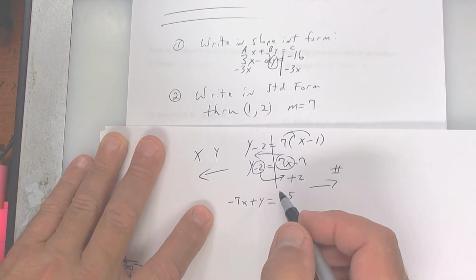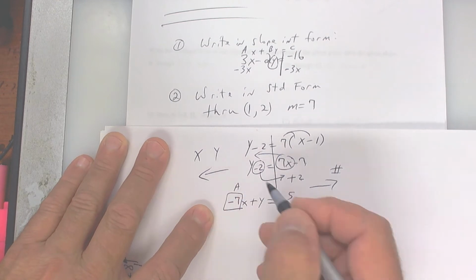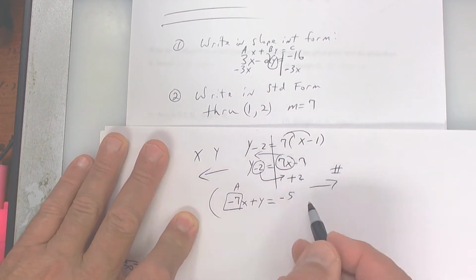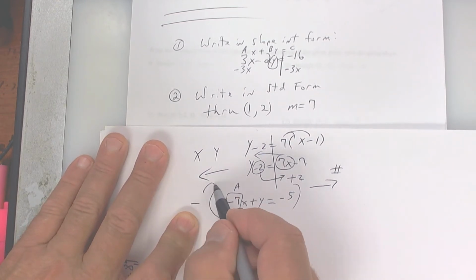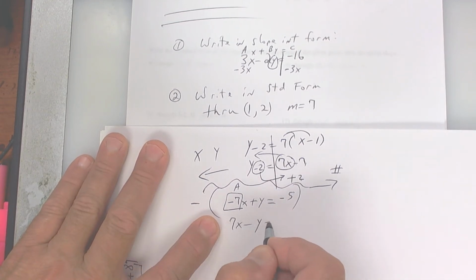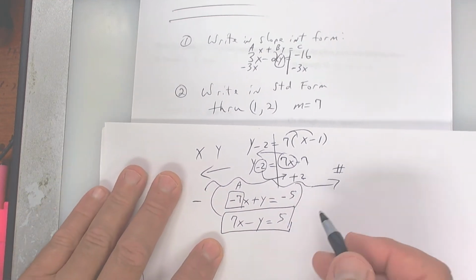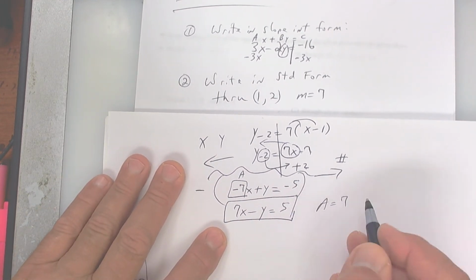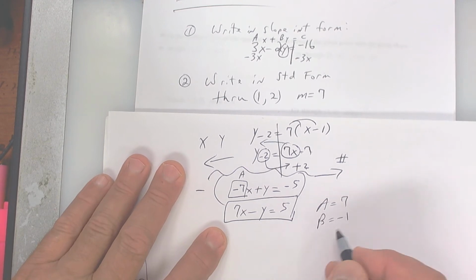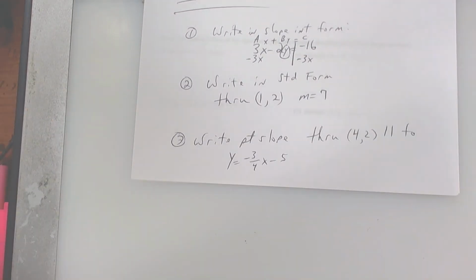Now, a, which is right here, cannot be a negative. So we're going to multiply all of this by a negative and change these signs. So it's going to be 7x, and that is called standard form. Your a is 7, your b is -1, and your c is 5, and you're done. And that's how you do standard form. All right, let's keep moving.